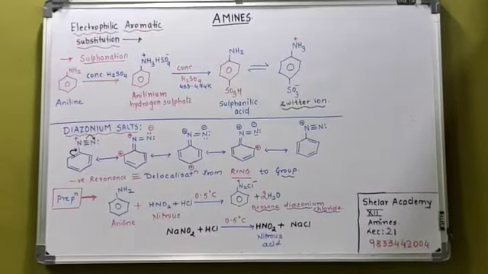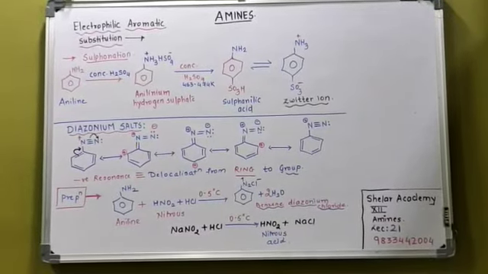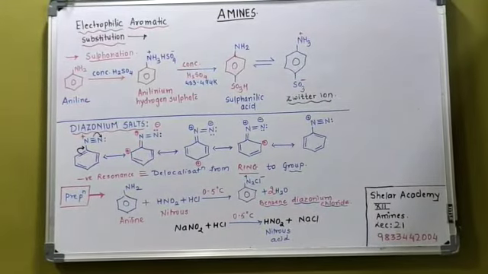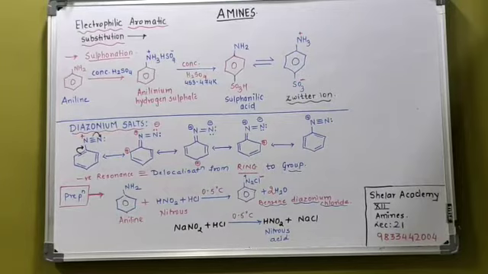Lecture number 21. The next reaction of electrophilic aromatic substitution, part C, that is sulfonation of it. Now see, when aniline reacts with concentrated sulfuric acid, what does it form? Actually it forms anilinium hydrogen sulfate.